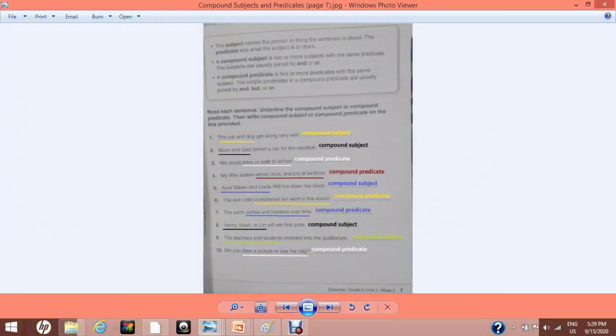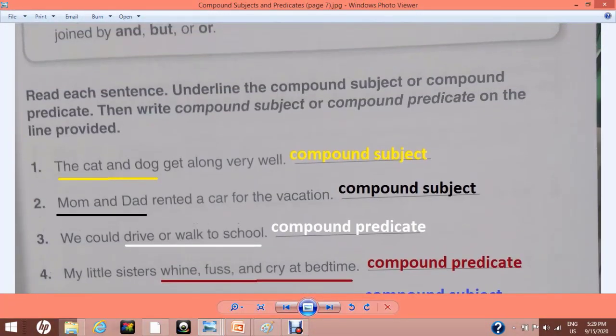Here on page number 7, it's almost the same. We are talking about subjects and predicates. But what is the difference between page 6 and 7? On page number 7, we will be tracing out compound subject and compound predicate. If two persons are doing one action, then it will be called compound subject. And if one person, one thing, one animal is doing two or more works or jobs simultaneously at the same time, then it will be called compound predicate.